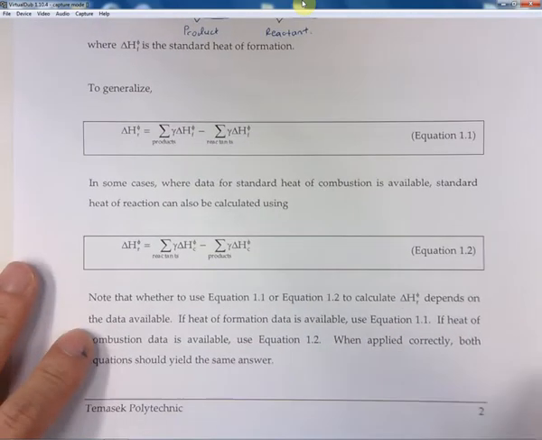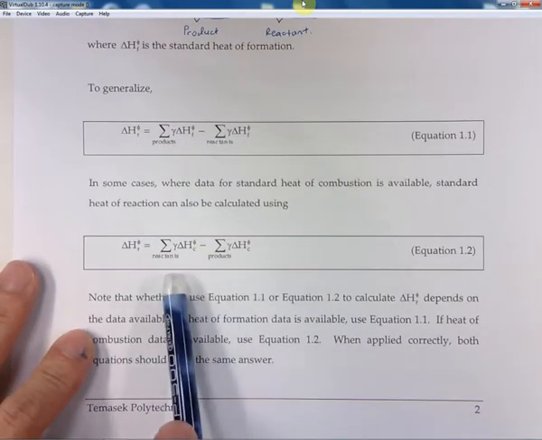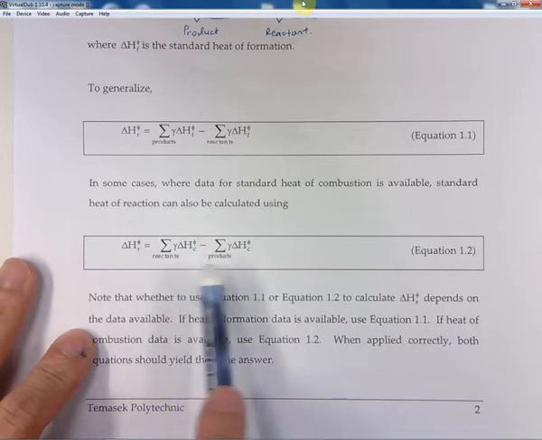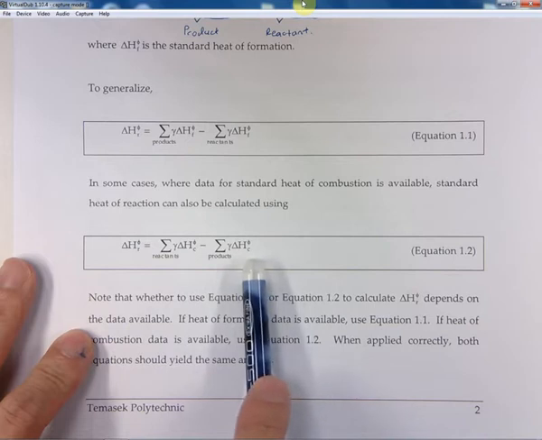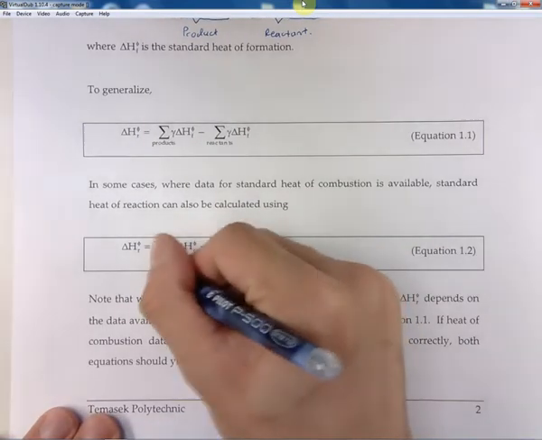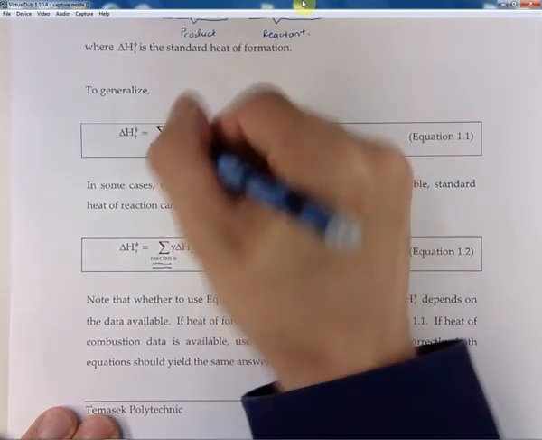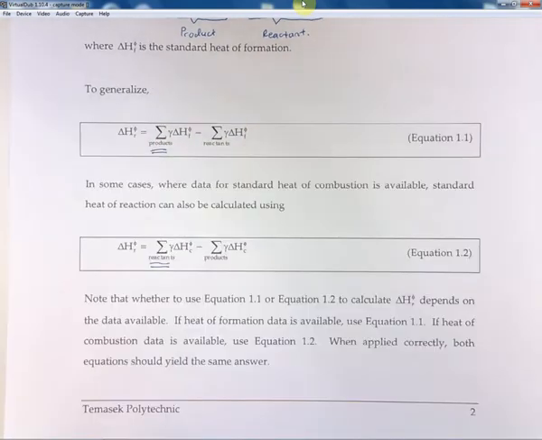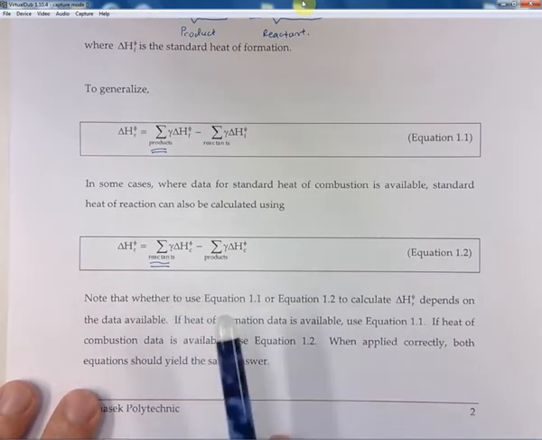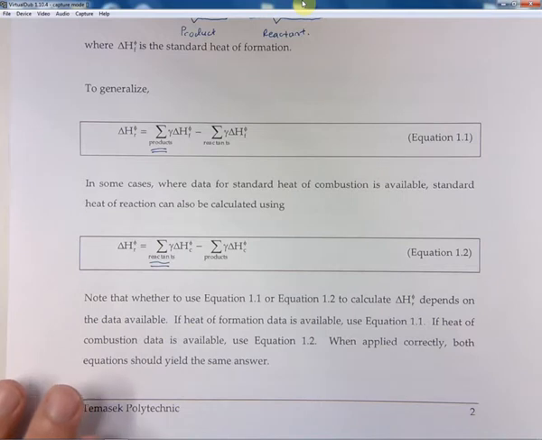No matter what, you must be consistent: if you use the heat of combustion for reactants, the products must use the heat of combustion as well. There are things to take note of. For combustion, the reactant is first, but if you use formation, the product will be first. Do take note of this and do not get this mixed up, otherwise your sign will be different.